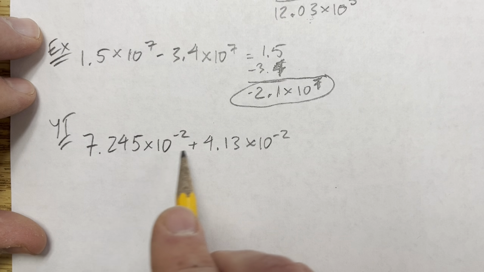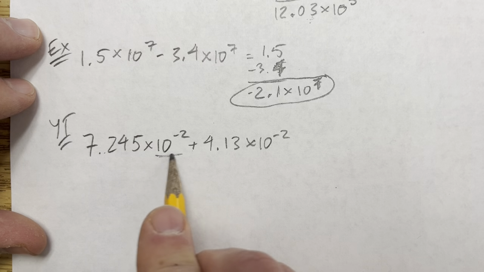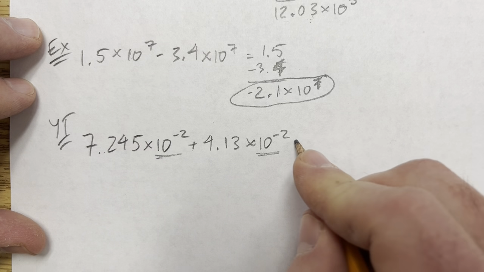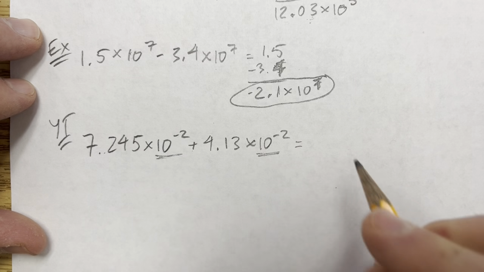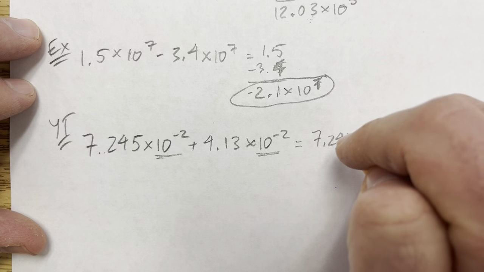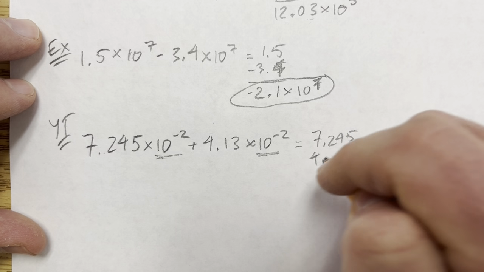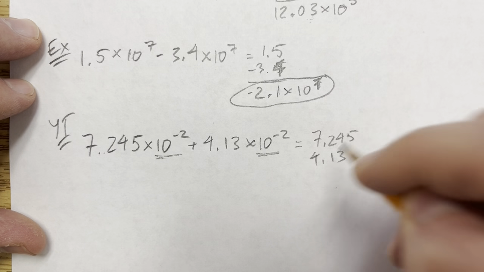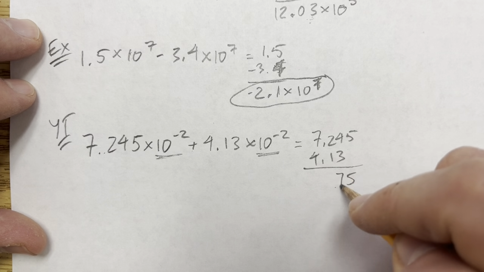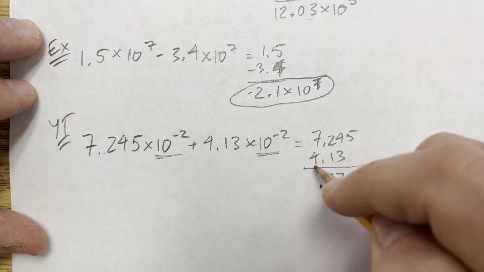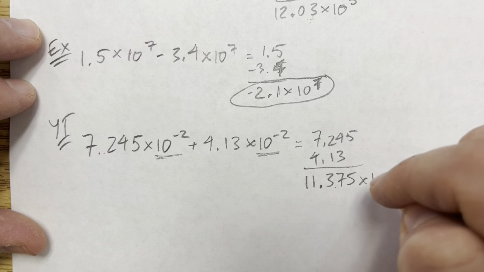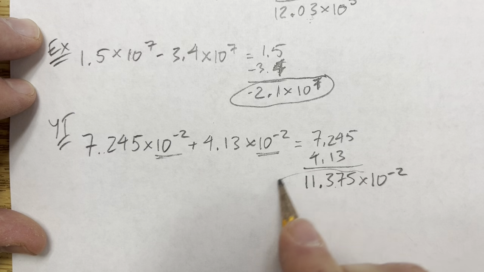I am going to add these two. I know this 10 to the negative 2, I'm just going to treat that like it's an x, and I'm going to add these two numbers together. 7.245 plus 4.13. Remember, I line up the decimal points. And when I add this, I've got 11.375. You could put that in your calculator. You should end up with the same thing, times 10 to the negative 2.